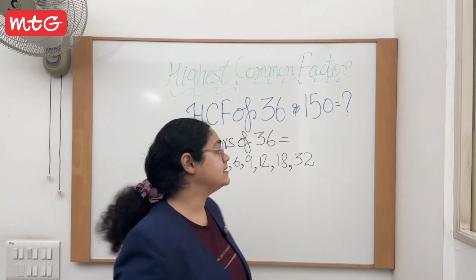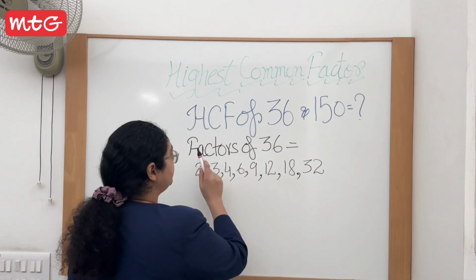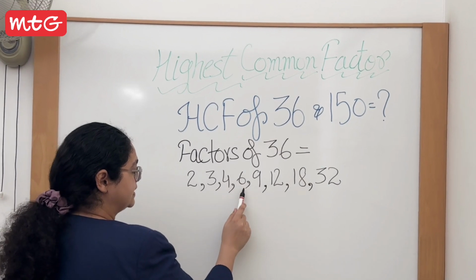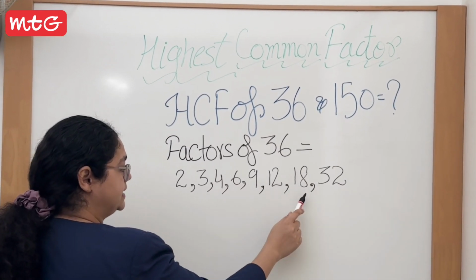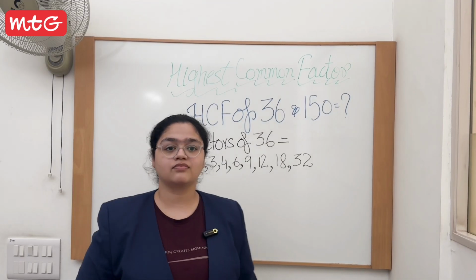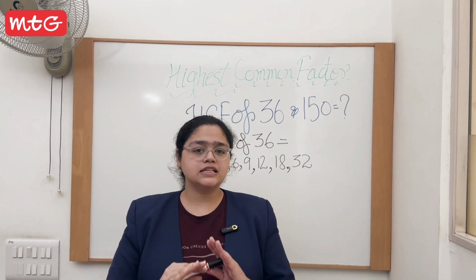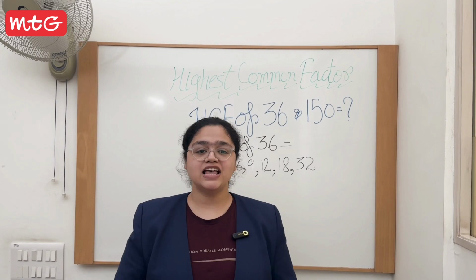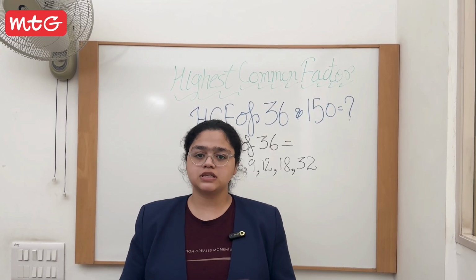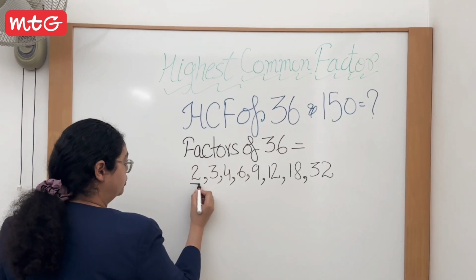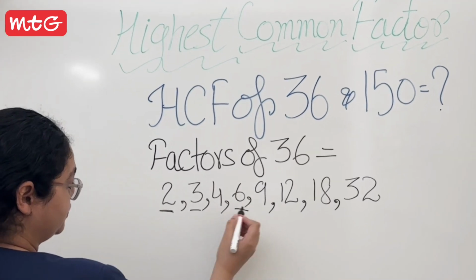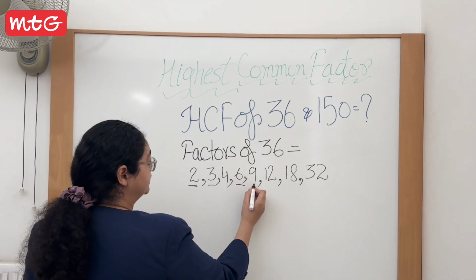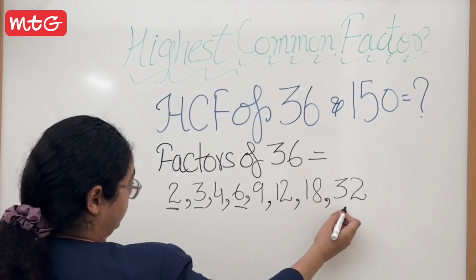Here, the smallest number is 36. So the factors of 36 are 2, 3, 4, 6, 9, 12, 18 and 36. Now, out of these factors, we need to check which one is also a factor of 150. As we see, 150 is divisible by 2, 3 and 6. However, it's not divisible by 4, 9, 12, 18 or 36.